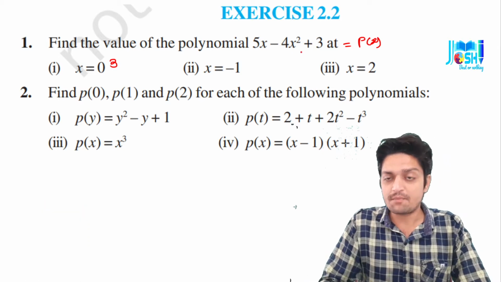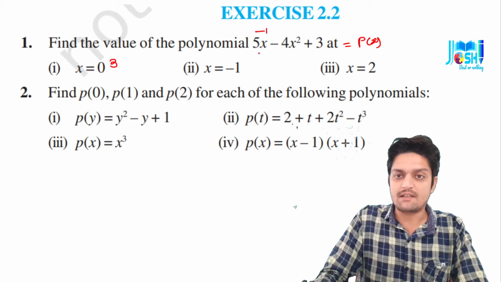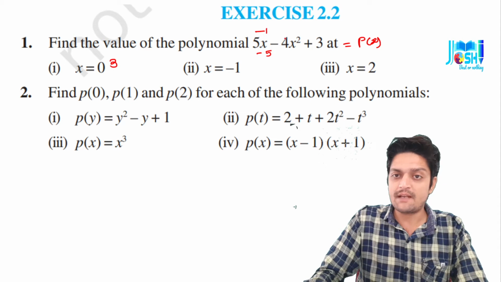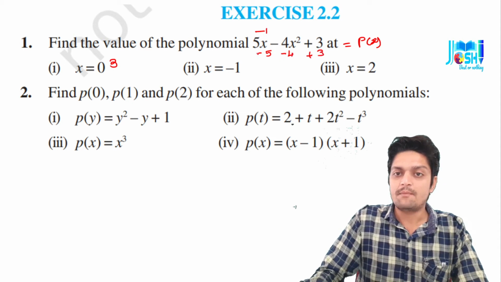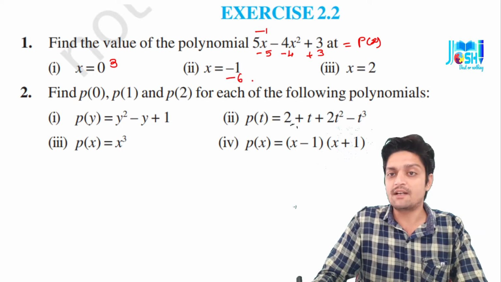Okay, you put -1 instead of x. So 5 into -1, that is -5. -1 square is always 1. 1 into -4, that is -4. -5 -4 plus 3. Okay, -5 -4 is -9, plus 3, that is -6. So here the value you will get is -6.